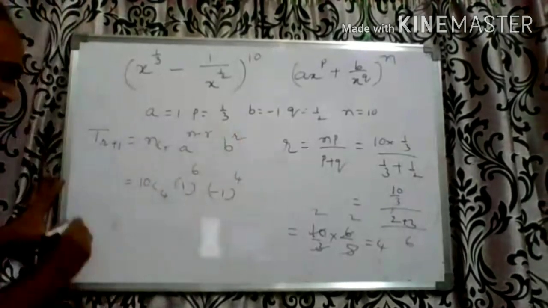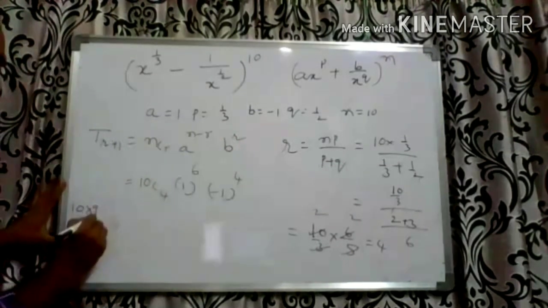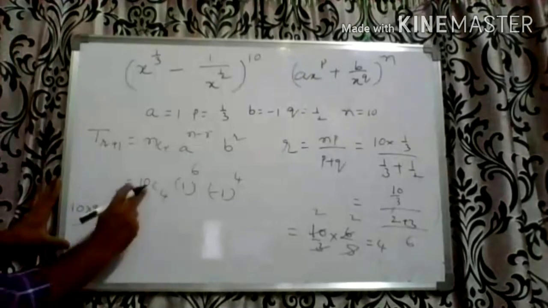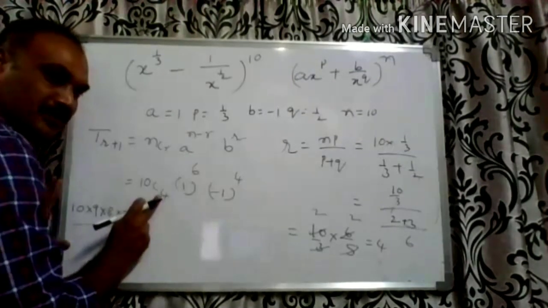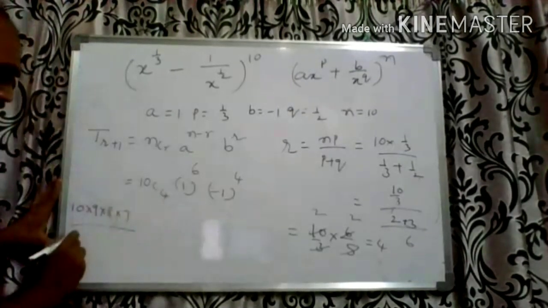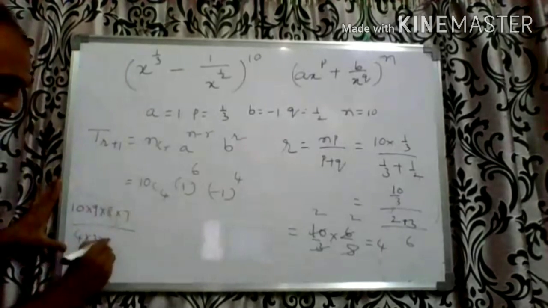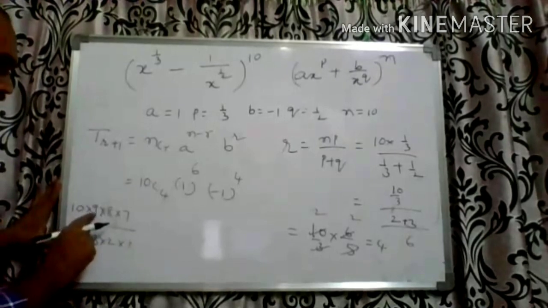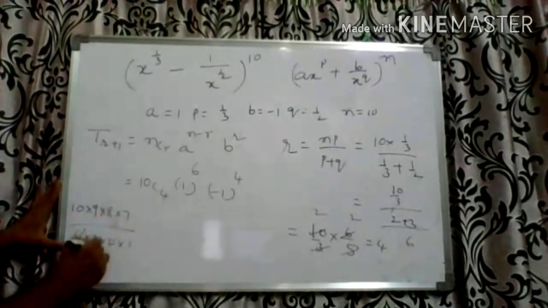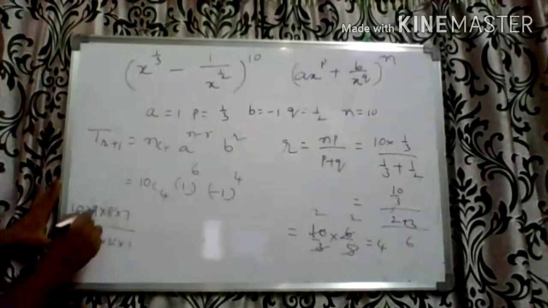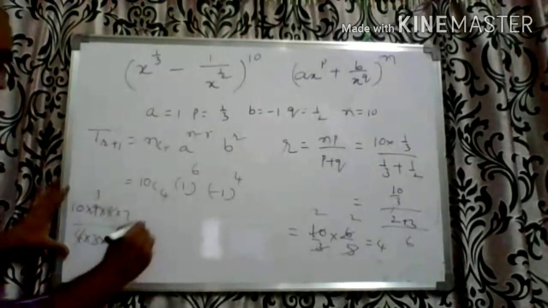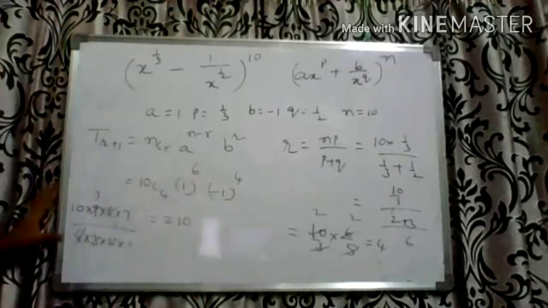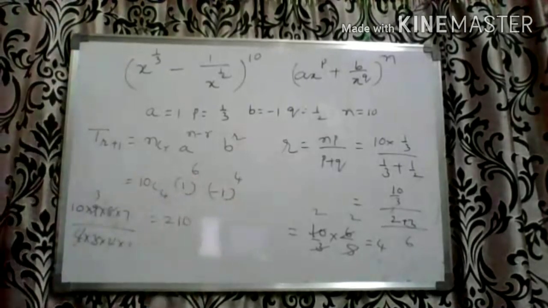10C4 is equal to 10 into 9 into 8 into 7 by 4 terms. The denominator is 4, 3, 2, 1, and the numerator is 10 into 9 into 8 into 7, 4 numbers. 4 2s are 8, 3 3s are 9, 30, 210. Okay, 210 into 1 power 6 into minus 1 power 4, which is 1. Answer is 210.